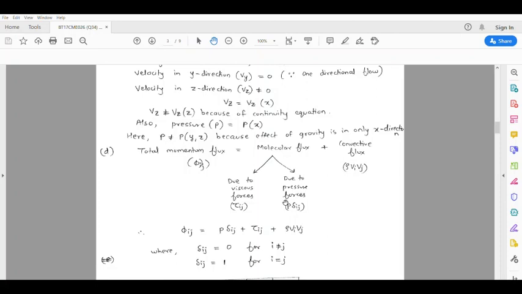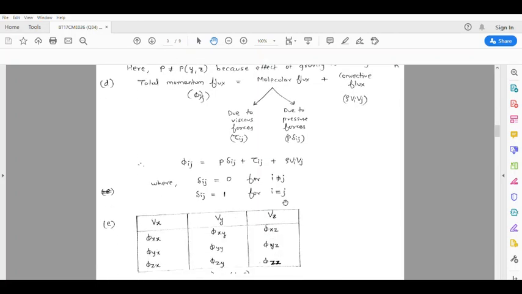Similarly, the flux due to convection can be represented by rho into Vi into Vj, where the delta ij which was used in calculating the flux due to pressure force is 0 when i is not equal to j and is 1 when i is equal to j.